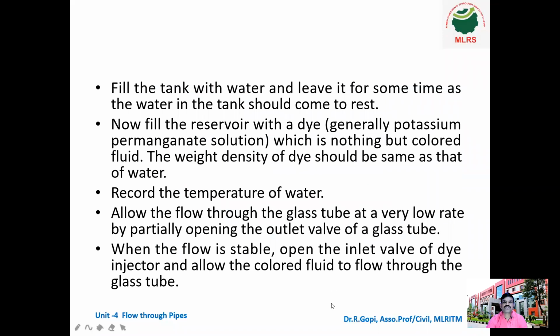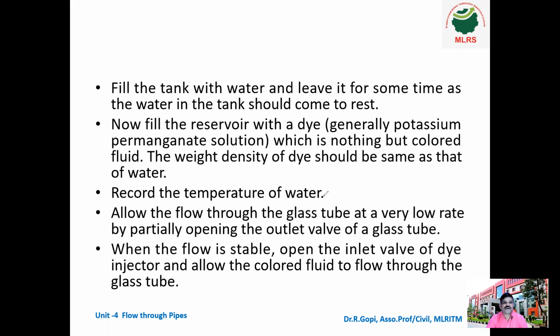So next, what is the procedure? Fill the tank with water and leave it for some time, so that the water in the tank comes to rest. Now fill the reservoir with a dye, generally potassium permanganate solution. What is the color of potassium permanganate solution? It is a pink color. I think you already used it in the first year chemistry lab, in the potassium permanganate titration. It is mostly used as the colored fluid. The density of the dye should be the same as that of water, so both the density of water and the density of the color pigment should be the same.